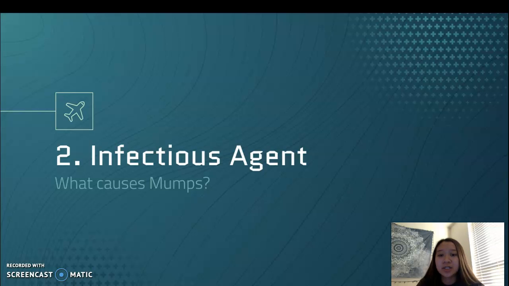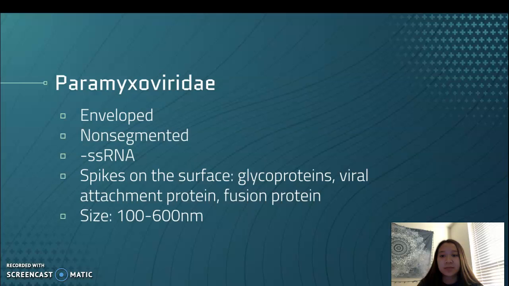So what is the infectious agent that causes mumps? First is the Paramyxoviridae. It's characterized as enveloped, non-segmented, negative sense RNA, which is the negative ssRNA, and it has spikes on the surface, which are glycoproteins, viral attachment protein, and the fusion protein, and its size is from about 100 to 600 nanometers.